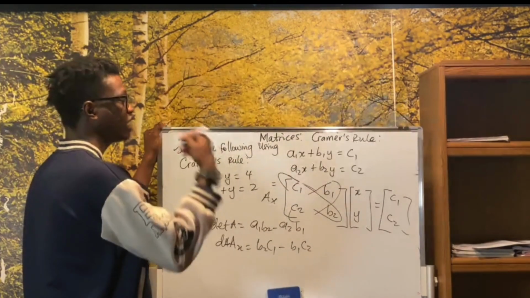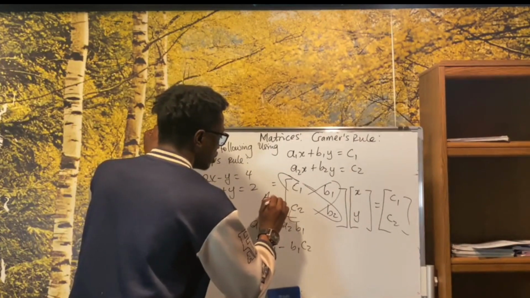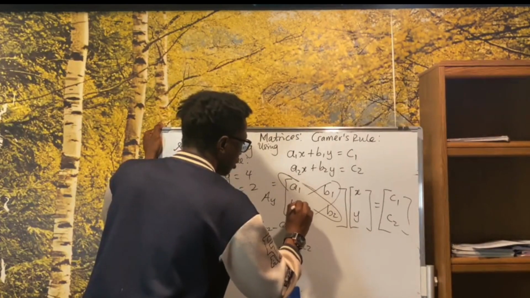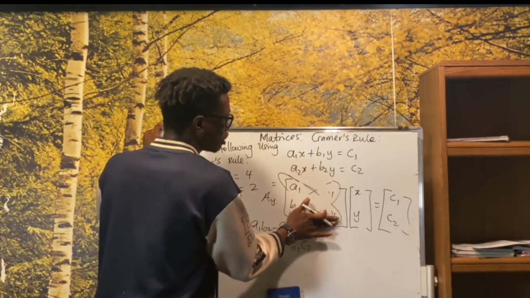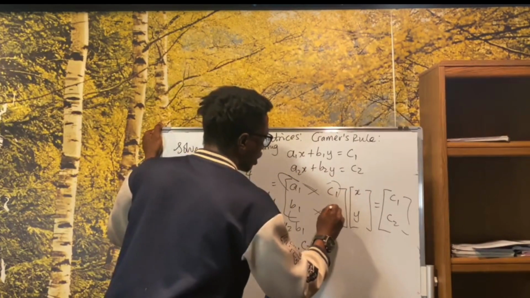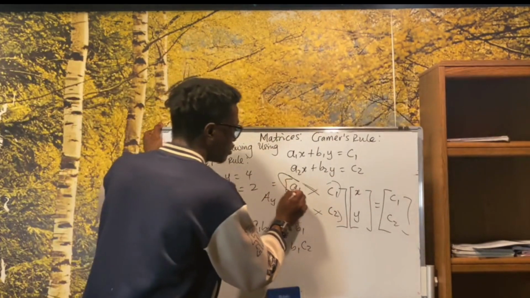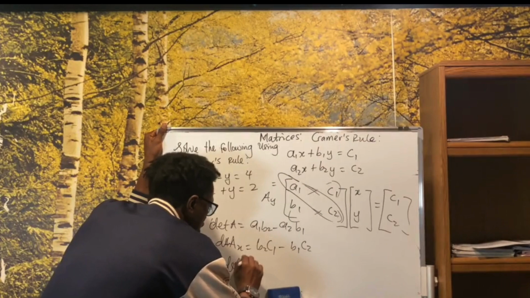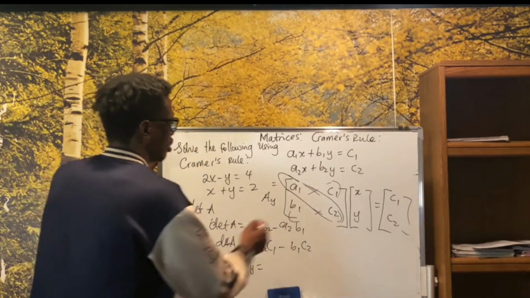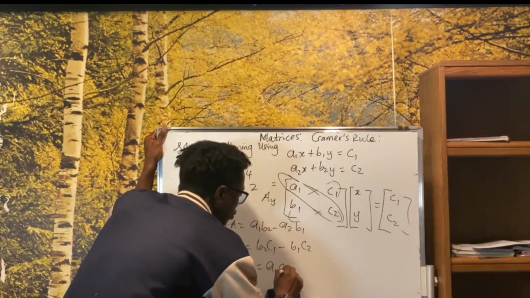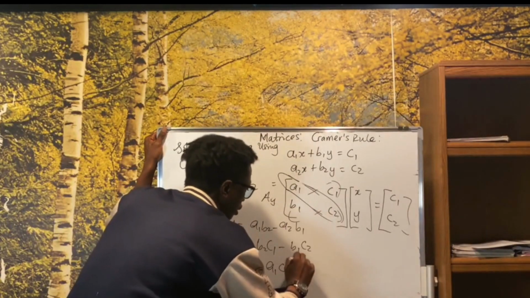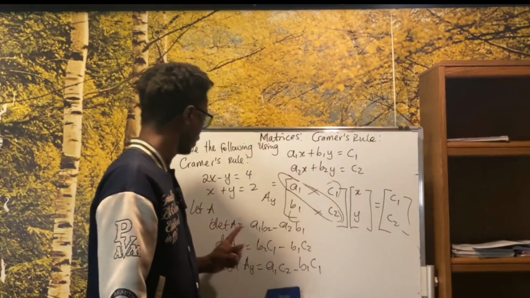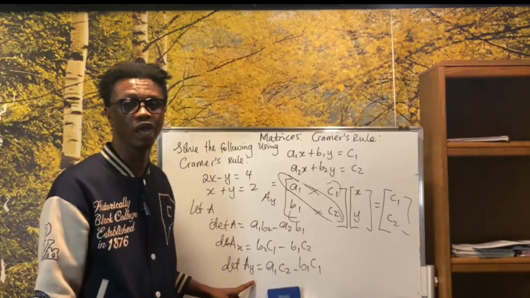You get that? Now the next thing you have to do is to replace this, which is Ay. Now this one was a1 b1, right? Now I'm replacing the second column with the elements c1 c2, and I multiply again the products and subtract, so that becomes your determinant, which is det Ay equals a1 c2 minus b1 c1.